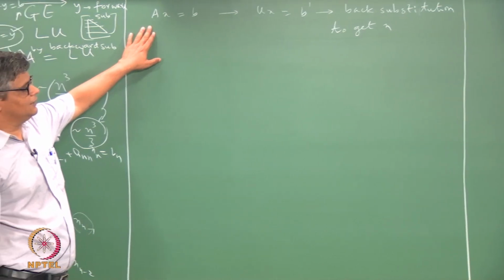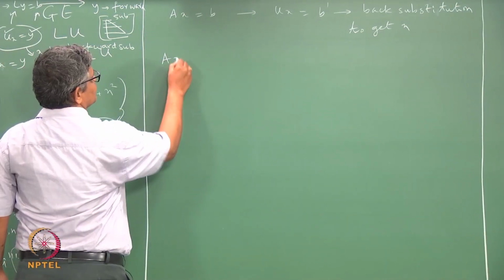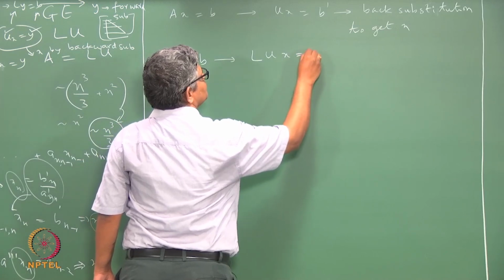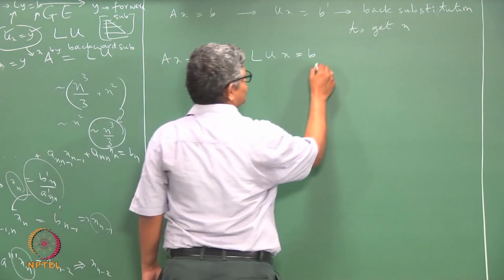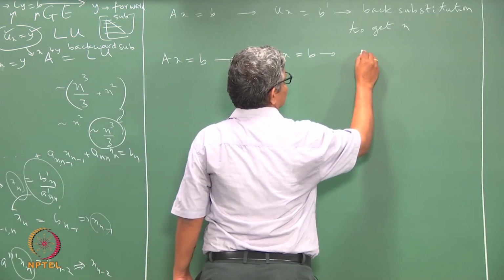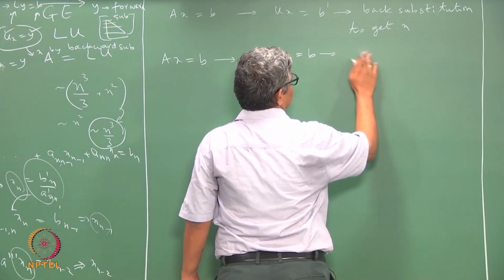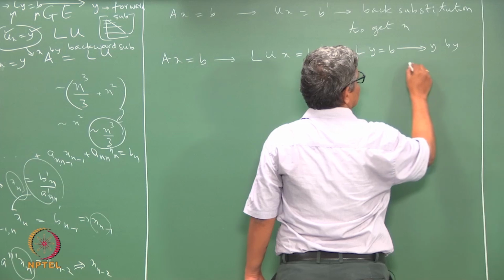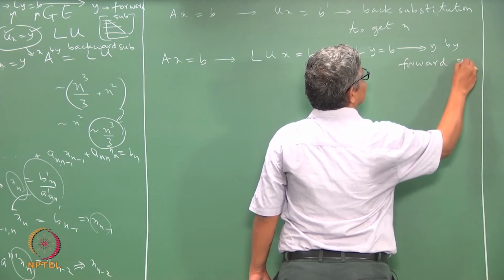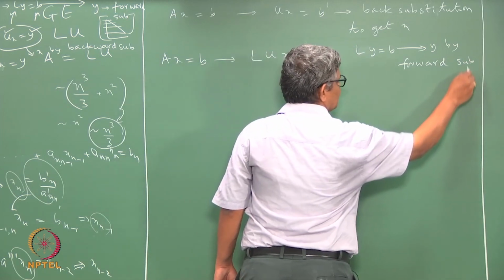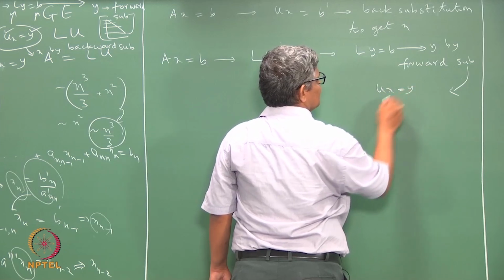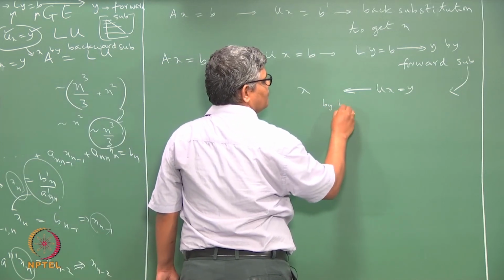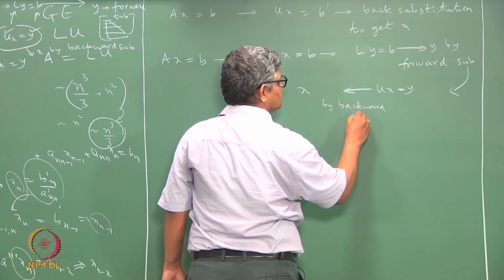The first method is the Gaussian elimination method. The second method, Ax equal to b, written as LUx equal to b, the same b, and solving this in two steps as Ly equal to b, giving y by forward substitution, and this is followed by solution of Ux equal to y and solving this for x by backward substitution.